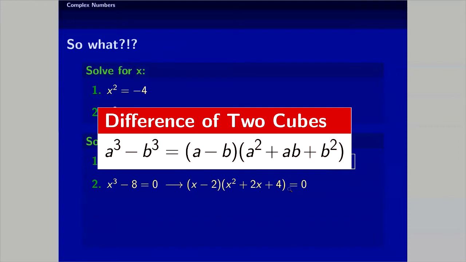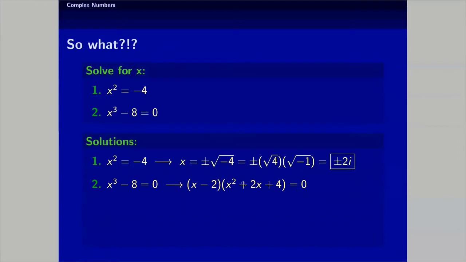And then what's next? If you have two factors and their product is equal to 0, it means that one factor is equal to 0 or the other factor is equal to 0 or they are both equal to 0. Okay? That's what it means. So we solve for x. For the first equation, x minus 2 is equal to 0, you will get x equals 2.